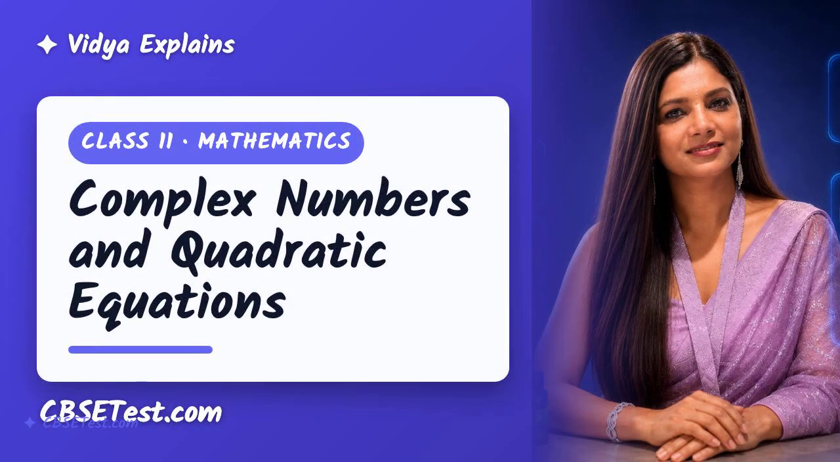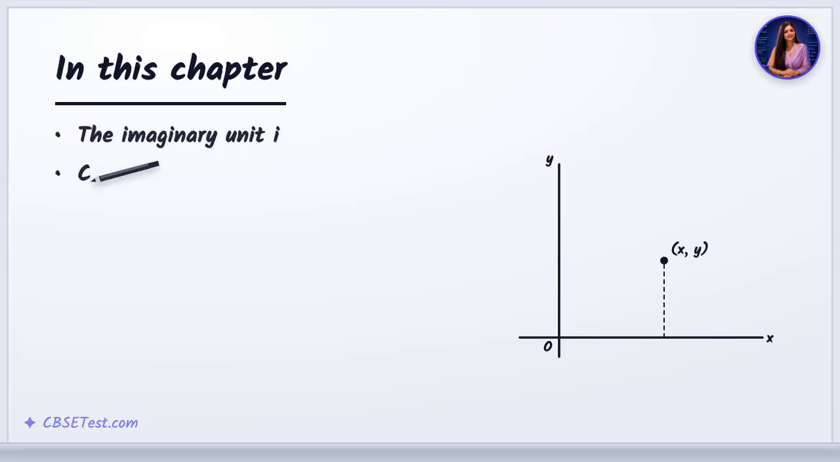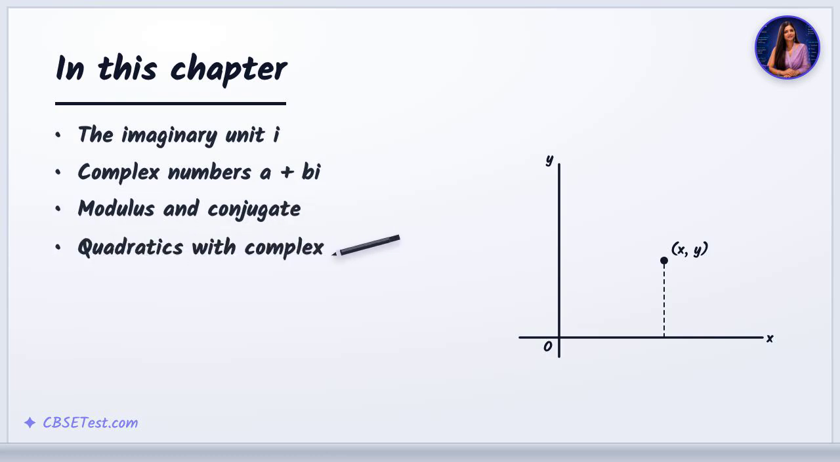Let's learn complex numbers and quadratic equations together, step by step. Some equations have no real solution, so we extend numbers with i, the square root of -1. We'll work with complex numbers, picture them on the Argand plane, and solve quadratics that need them.